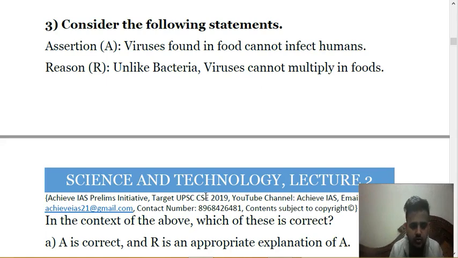So friends, we have to choose the correct answer. Let me tell you that the statement that viruses found in food cannot infect humans is wrong in actual practice, because when food containing viruses is ingested by human beings, these viruses can enter the human body and use the host body to multiply. So A is incorrect. But these viruses, unlike bacteria, cannot multiply in food. So the reason R is correct, but A is not correct.